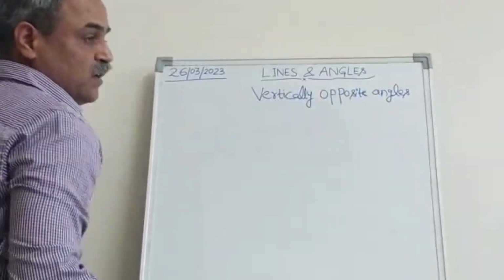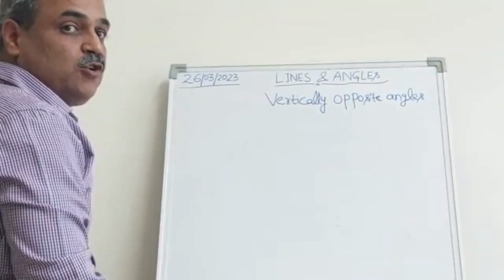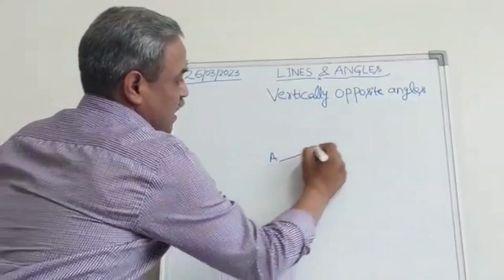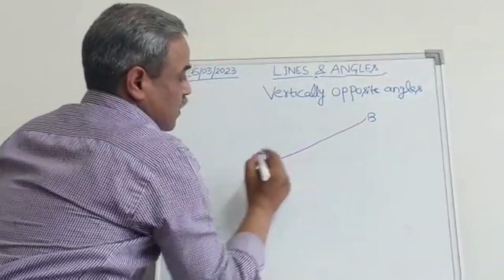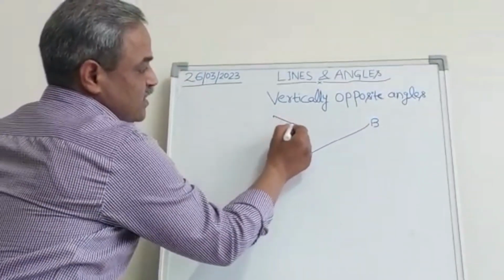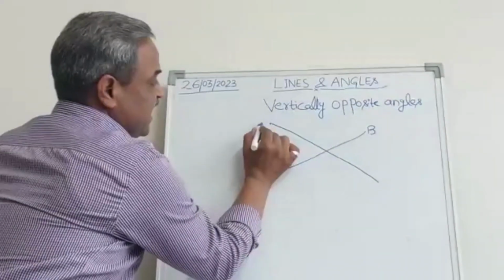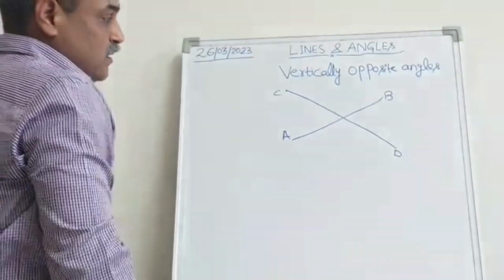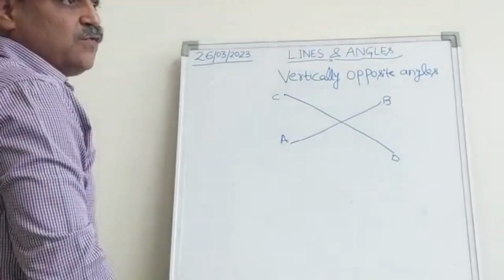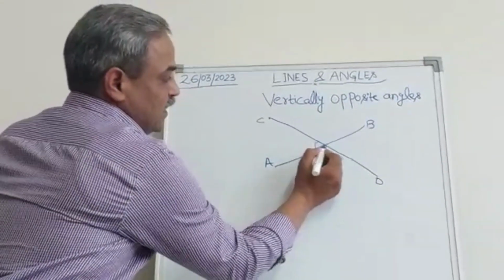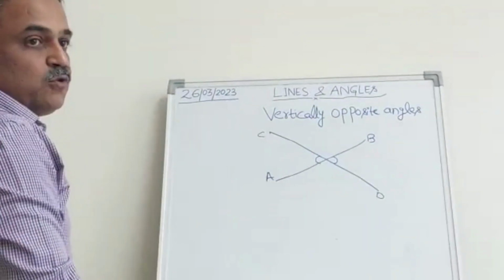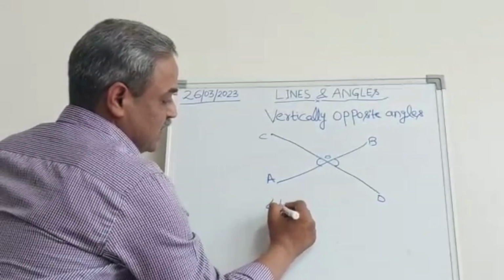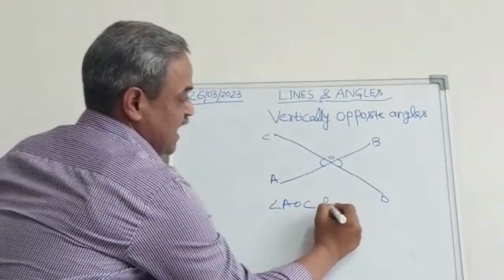Vertically opposite angles. Vertically opposite angles are formed when two straight lines intersect each other. Suppose this is a line AB and a line CD which is non-parallel to AB, but it is intersecting the line AB. Then a pair of angles is formed between these two lines. These angles are known as vertically opposite angles. These angles are vertically opposite to each other. The names of these angles are angle AOC and angle BOD.